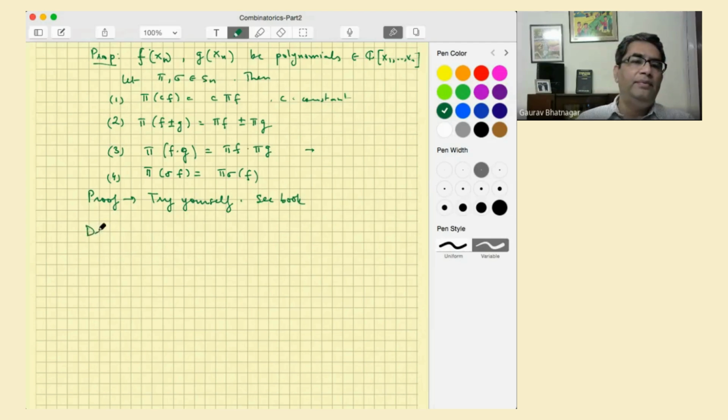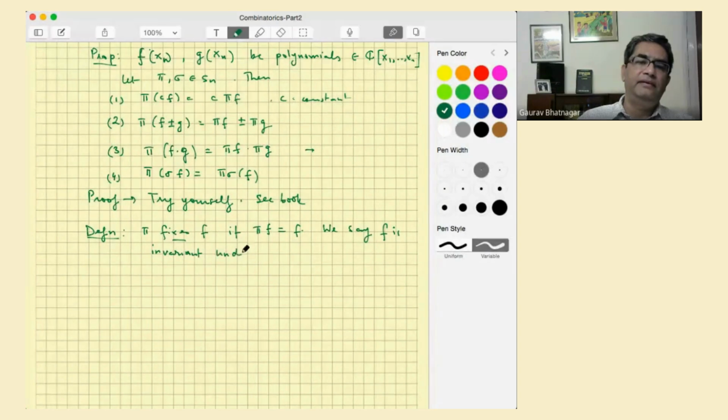And here is a definition. Pi fixes f if pi of f is equal to f. We say f is invariant under the action of pi. That's one. And f is a symmetric polynomial, not a function.